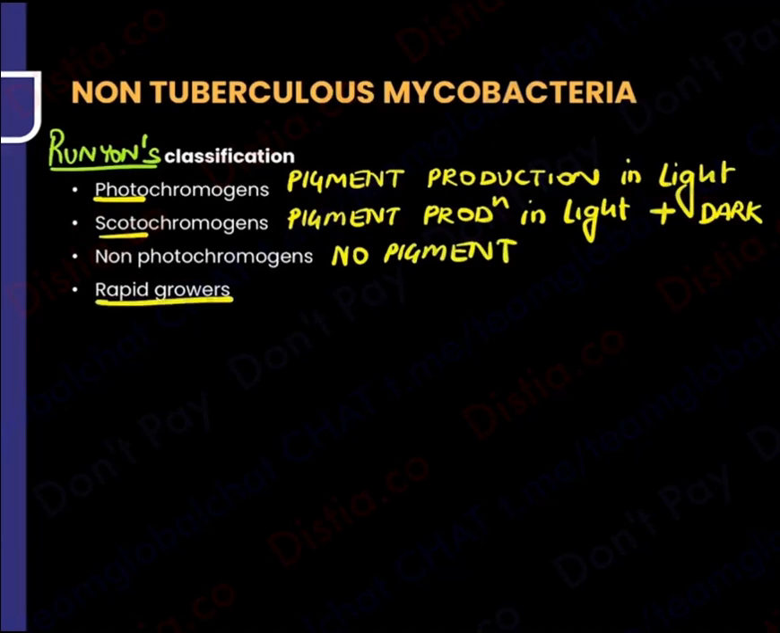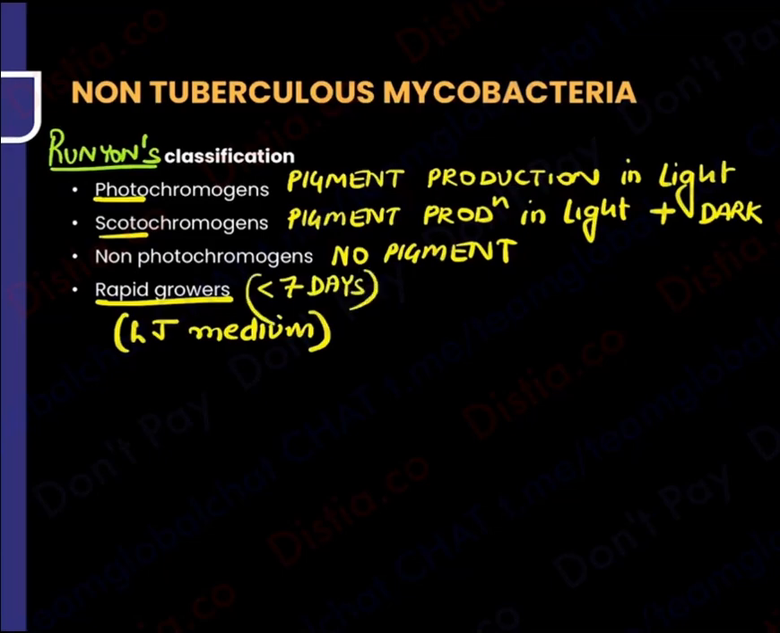And what is rapid growers? Do you remember I told you, for TB the bacterial culture is LJ media. TB was taking how much time to grow? 6 to 8 weeks to grow. This also takes a lot of time to grow, but rapid growers will grow within 1 week. 1 week means 7 days. They are going to grow very, very rapidly.